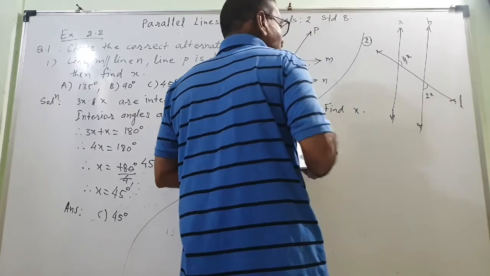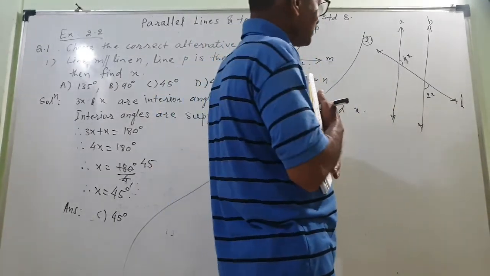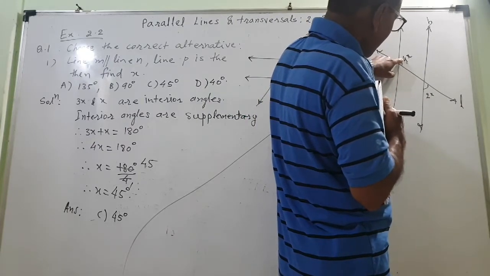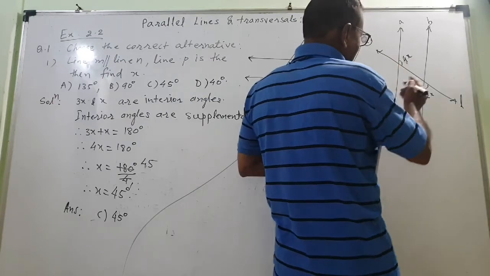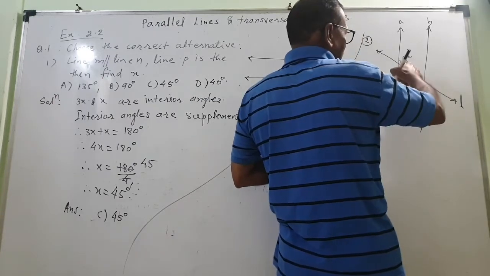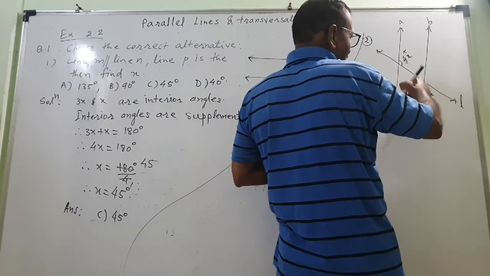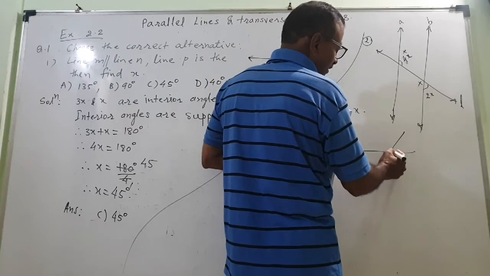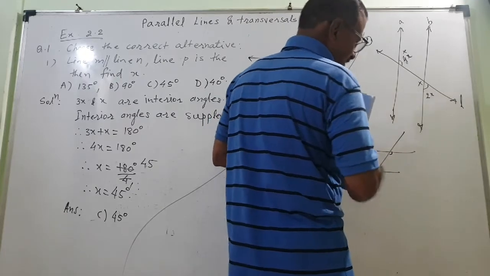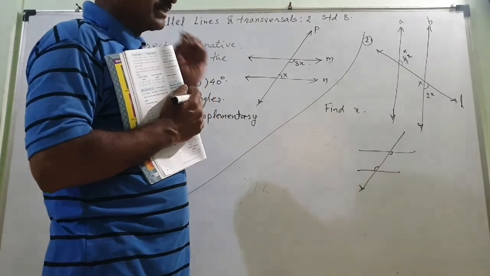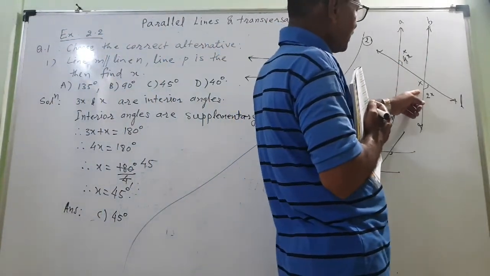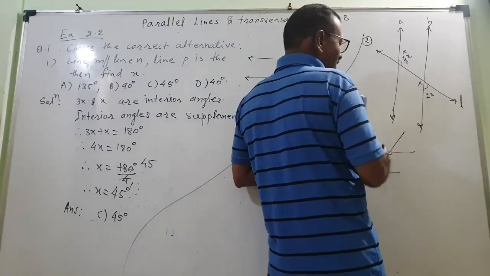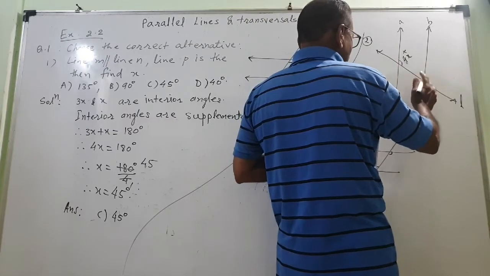Now, see this angle is equal to this angle. This angle 4x and this angle, they are alternate angles. I will tell you what is an alternate angle. This angle and this angle are called the alternate angles. This is clear to you. So alternate angles are equal. So this is 4x, therefore this is also 4x.